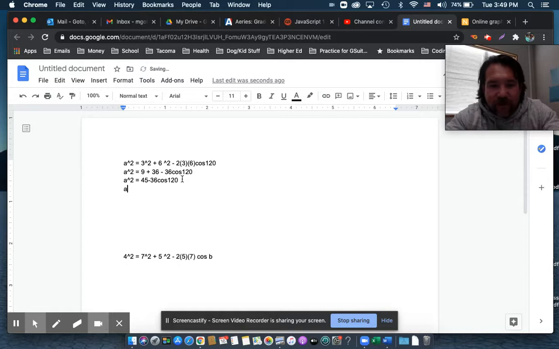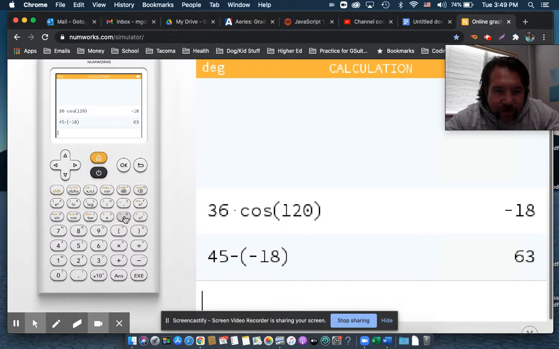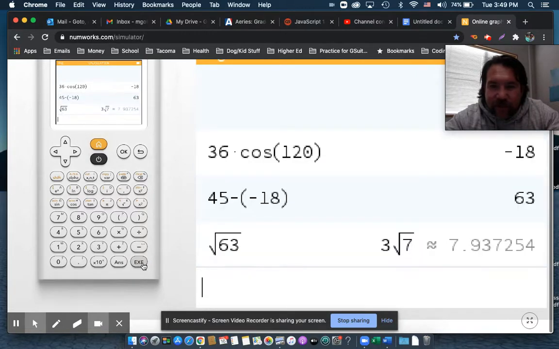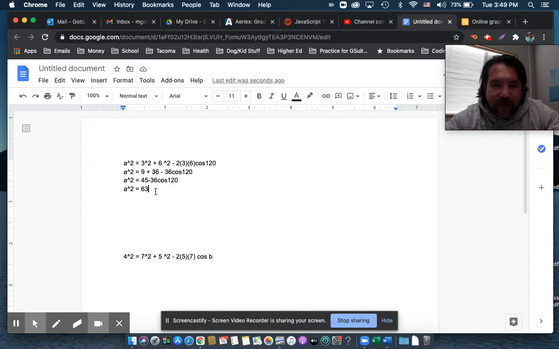So I have a squared equals 63, right? Now, I know we could just do that in our calculator, but I'm going to show you how to use the ANS. So in this one, the square root button's right here. And then I just press ANS one more time. So that's taking the square root of 63. And I get 7.937254. All right, so that missing side length would be 7.9. So a would equal 7.9.